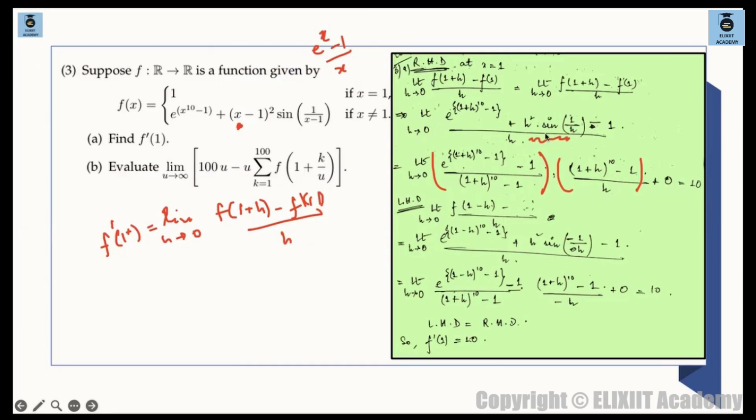Once you divide this thing, this h and this h will cancel out. So what is remaining? h into sin 1/h. That is 0 into some oscillating function, which will be 0 only, that's why we put 0. So only this limit remains. Once you solve this thing, what is this? Limit h tends to 0, (1 plus h) to the power of 10 minus 1 divided by h. Don't plug in the limits directly, you have to solve this thing.